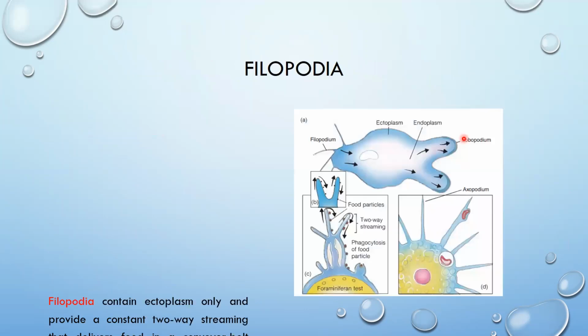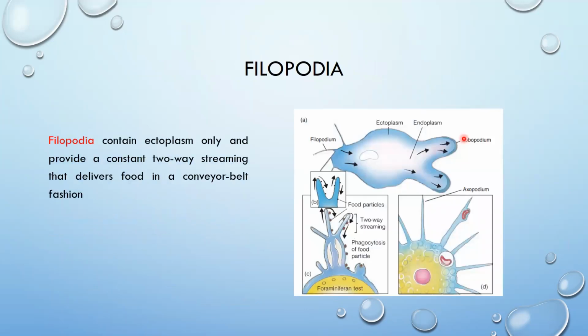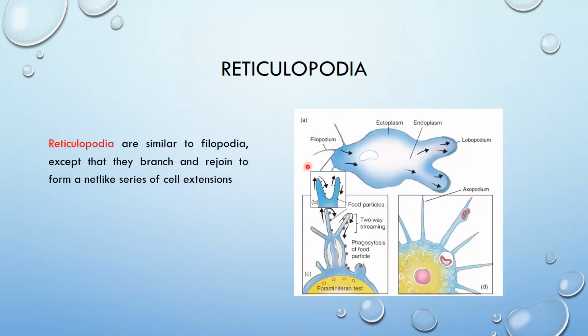Filopodia contain ectoplasm only and provide a constant two-way streaming that delivers food in a conveyor belt fashion. So these are filopodia. Reticulopodia are similar to filopodia except that they branch and rejoin to form a net-like series of cell extensions. So these are the reticulopodia.